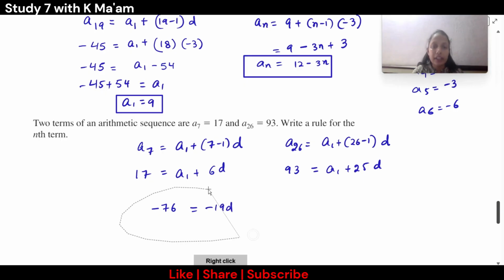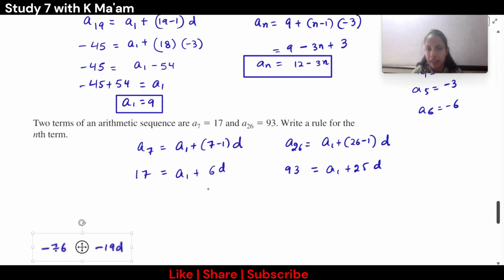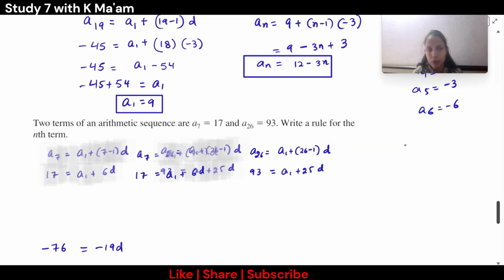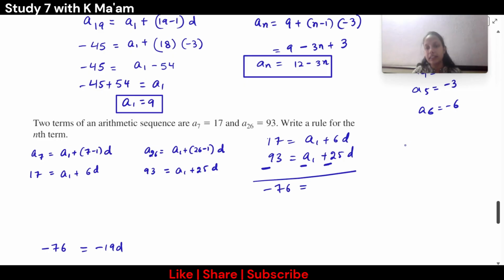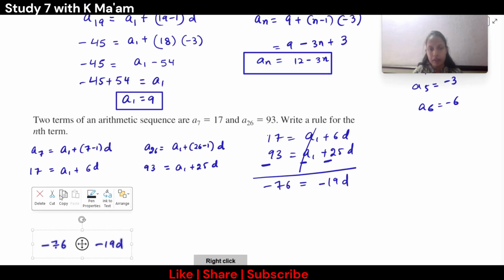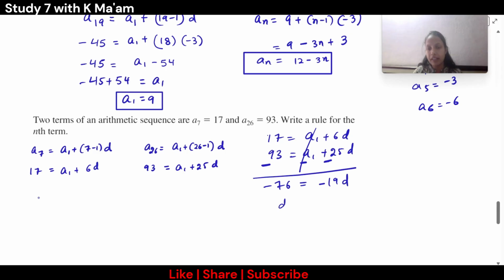If you didn't get how I calculated, let me write it again. I'm writing it as a system of equations and trying to solve it. 17 = A1 plus 6d, 93 = A1 plus 25d. Because I subtract, this will be negative, this will be negative, and we have to subtract these because we are subtracting two terms. This is negative 76, this is 0, and this is negative 19. From this, divide by negative 19, d will be 4.